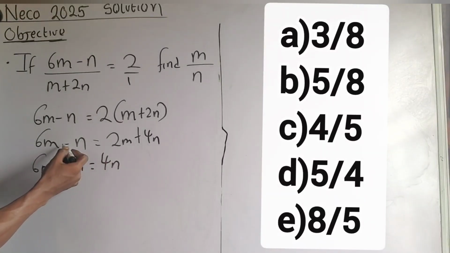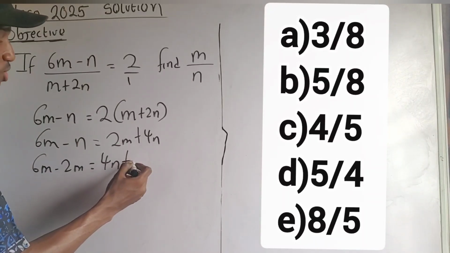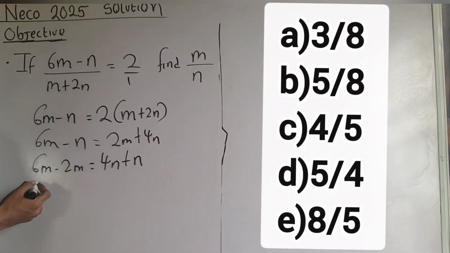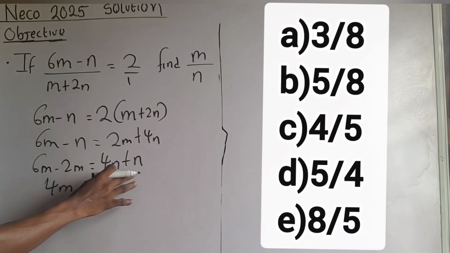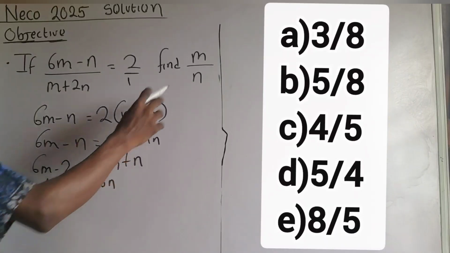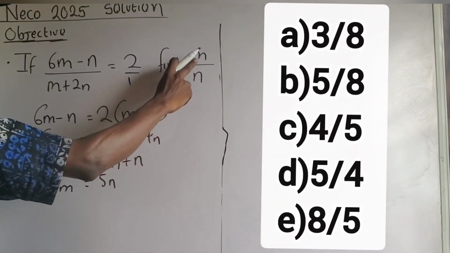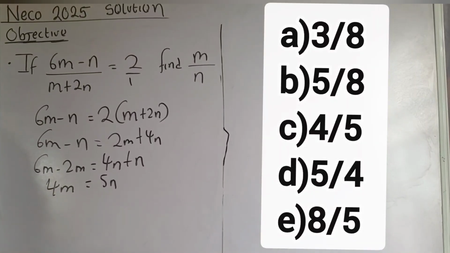This negative n is going to cross the equals to sign to the right hand side and change to positive. So I'm going to have plus n. 6m minus 2m, that is what? 4m. 4m equals to 4n plus n. That is what? 5n. Don't forget the goal. The goal is to find m over n. So you are going to divide both sides by n.